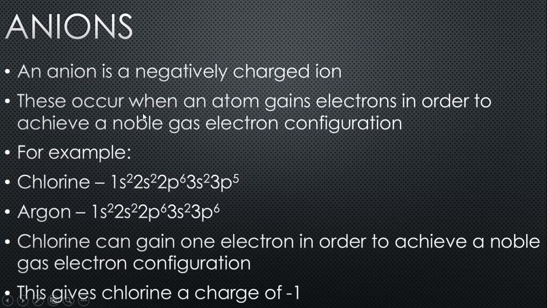So for example, if I have the noble gas argon and its electron configuration, and then I'm looking at chlorine and its electron configuration, I notice that if I gain 1 electron in this last p orbital, I will obtain a noble gas configuration, making chlorine very, very stable. So if it does gain an electron in this orbital, then it would have a charge of -1 because it has gained 1 negatively charged electron.